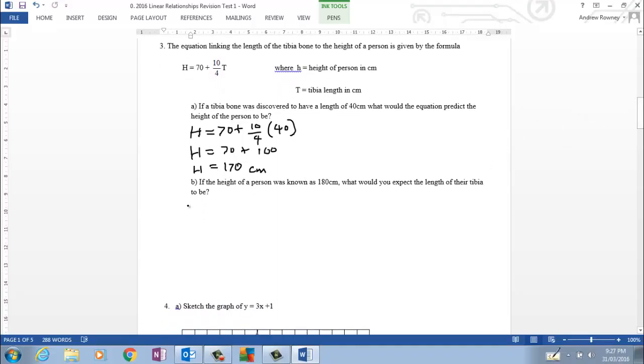The next question is, we've got a height of 180 and what would the tibia be? So 180 we put where h is, and we're trying to solve for t.